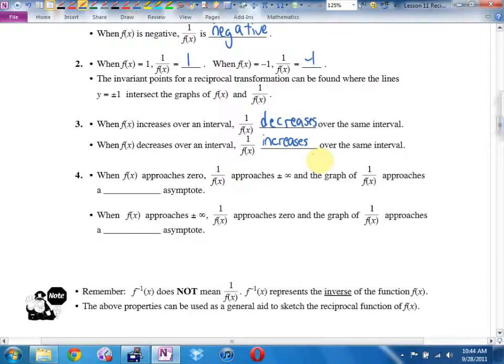Oh, and remember the little bug. When my original graph gets closer and closer to 0, the reciprocal shoots off to positive or negative infinity. Positive infinity if your original was positive, negative infinity if your original was negative. And the graph approaches a vertical asymptote.